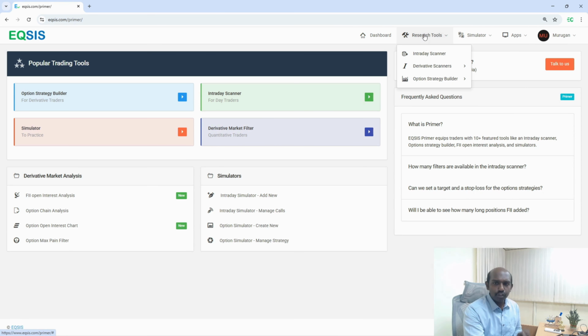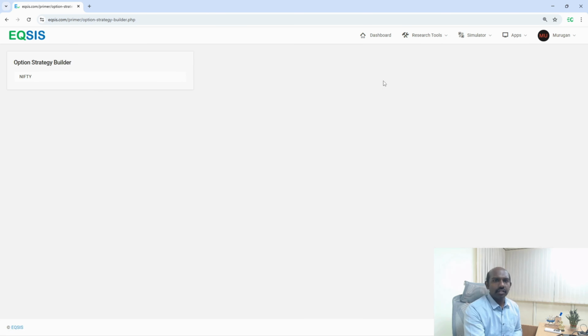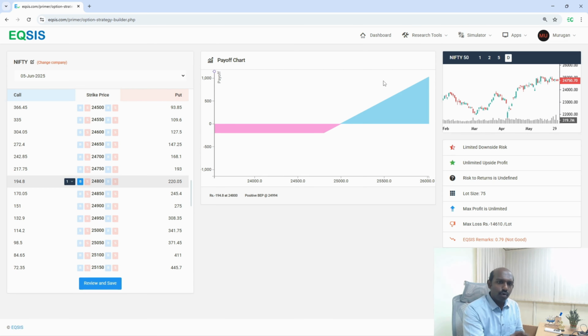There you see research tools, option strategy builder, create strategy. So here you see two important components. The first one gives you the simple option chain table along with strike prices, where you can simulate by buying and selling. On the right-hand side, it gives you the charts by which we can understand the payoff.